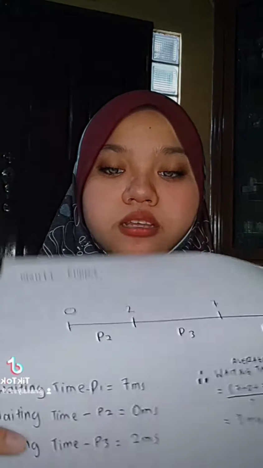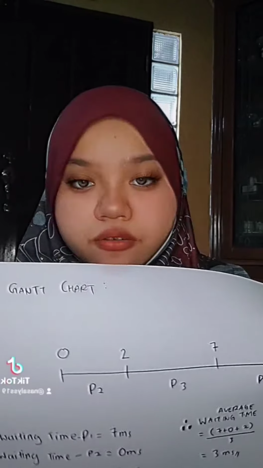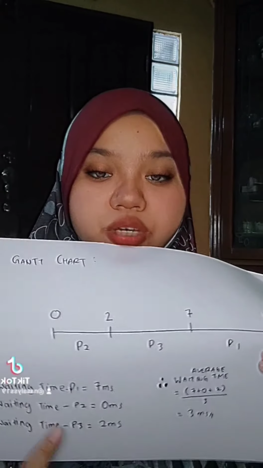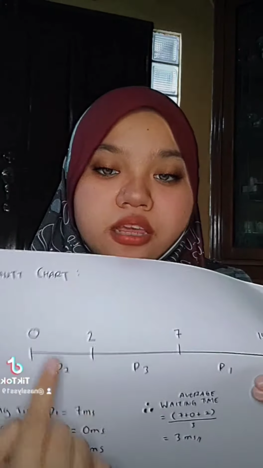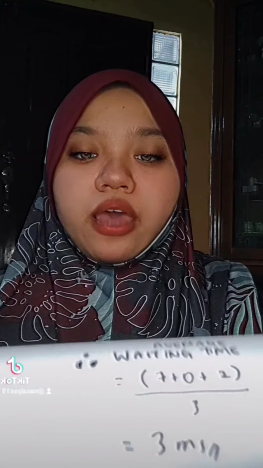So what is the waiting time for P3? Since P3 has the second shortest job, with 5 milliseconds, it goes second, so it starts at 2 milliseconds. So what is the average waiting time for all three of them? 7 milliseconds plus 0 milliseconds plus 2 milliseconds, divided by 3, because we have 3 processes involved. So the answer is 3 milliseconds.